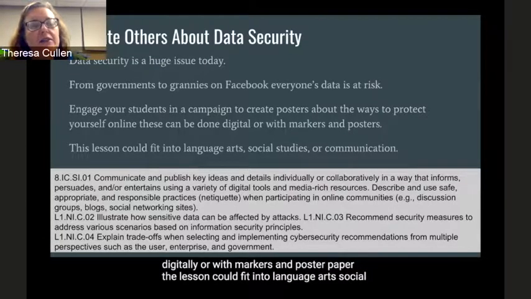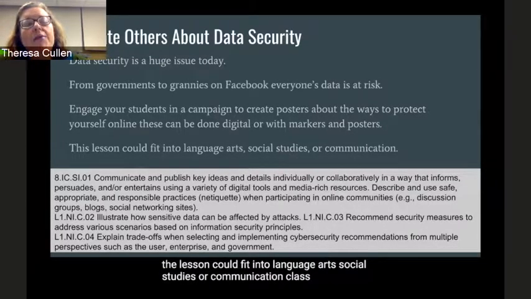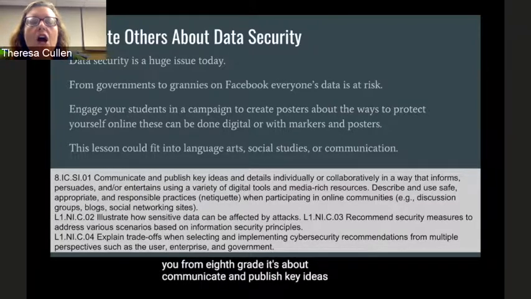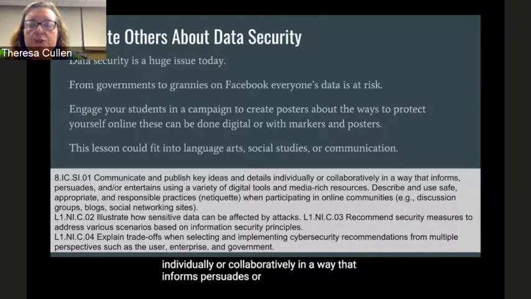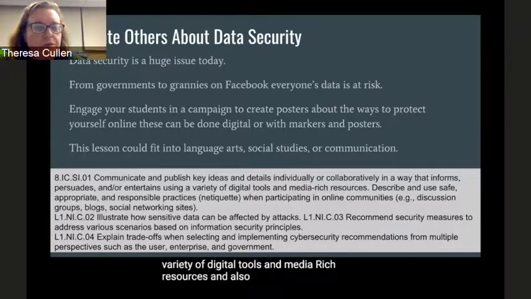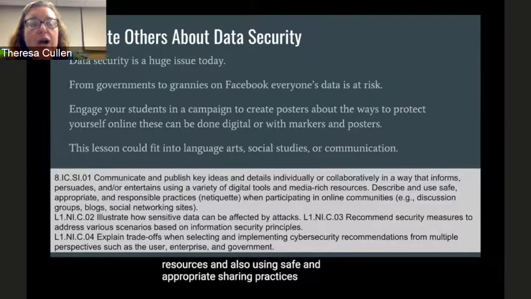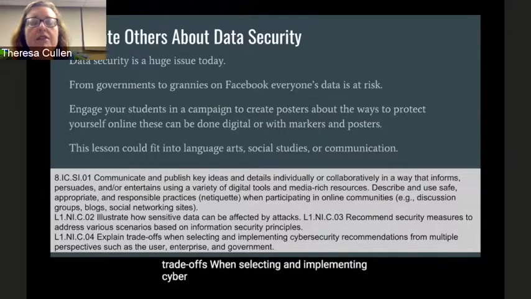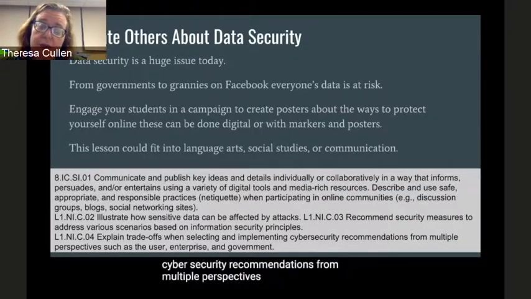And if we look at the standards examples that I gave you, from eighth grade, it's about communicate and publish key ideas individually or collaboratively in a way that informs, persuades, or entertains using a variety of digital tools and media-rich resources, and also using safe and appropriate sharing practices. And then I have two high school standards, which are illustrate how sensitive data can be affected by attacks and explain trade-offs when selecting and implementing cybersecurity recommendations from multiple perspectives, such as the user, business, and government.